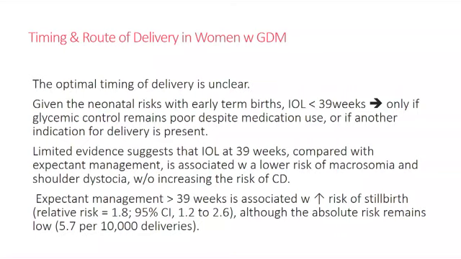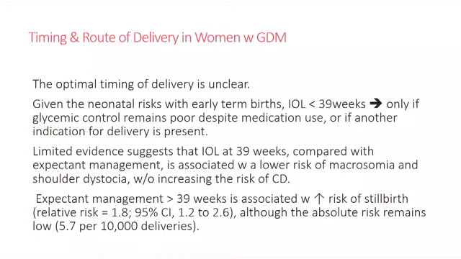Given the neonatal risk with early term births, we don't want to induce early because there is still risk from prematurity, or early term, the newer term for babies who are term but early, not full term yet. So less than 39 weeks only if glycemic control remains poor. So she's taking meds, we're still having spikes, we want to get that baby out because there is a risk of stillbirth.